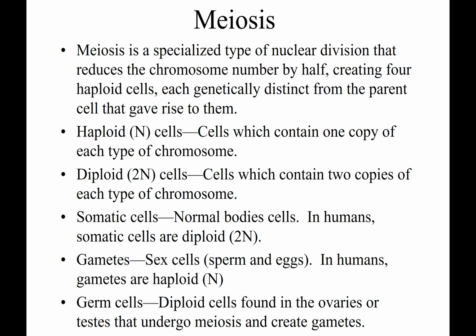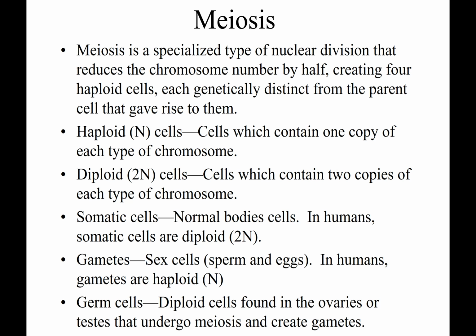So now we're going to talk about meiosis. Meiosis is a specialized type of nuclear division of the nucleus, sort of like mitosis. It reduces the chromosome number in half. During meiosis, 4 haploid cells are created, and each one is genetically distinct from the parent cell that they came from, and also from each other.